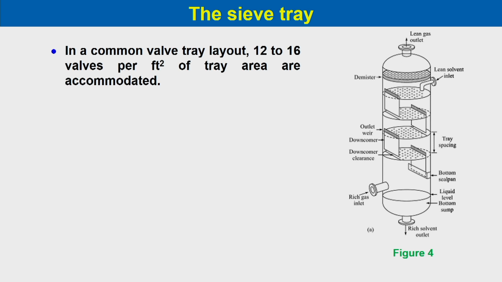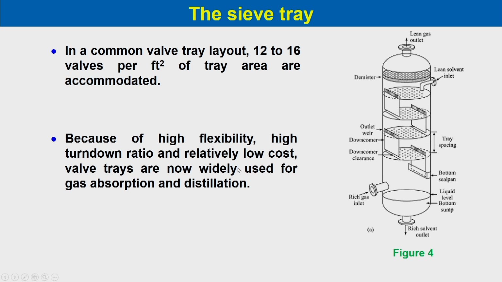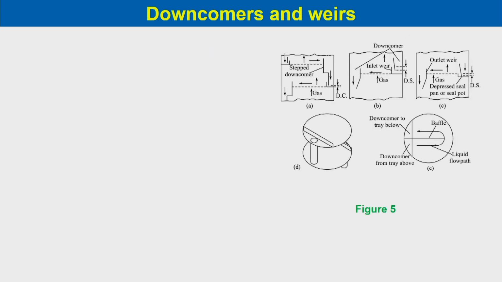In a common valve tray layout, 12 to 16 valves per square feet of tray area are accommodated, and because of high flexibility, high turn down ratio and relatively low cost, valve trays are now widely used for gas absorption and distillation. So, this kind of trays are widely used.